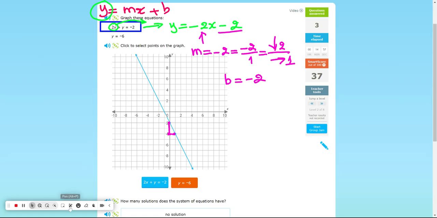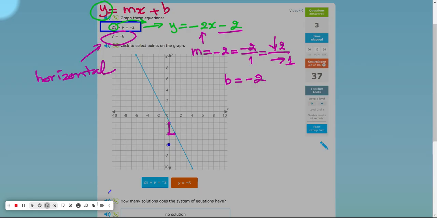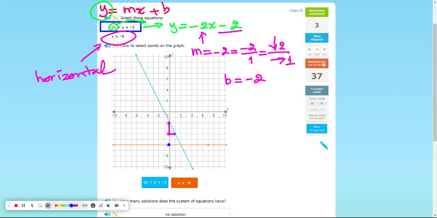So for the second line over here, you see y equal -6. So this line is horizontal. Okay, so all you need is to go to y equal -6 and draw it horizontal, and you're done. Let me get the tool over here. Here we go. So you go to -6 and you just draw horizontal. You can stop anywhere. You got horizontal. Now you can see two lines intersect at one point right here.